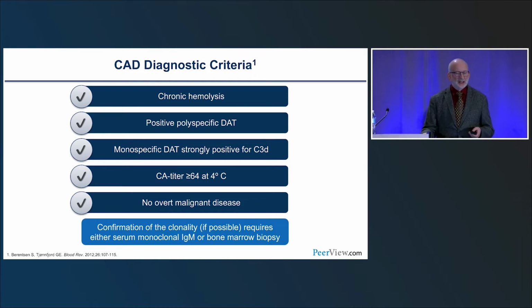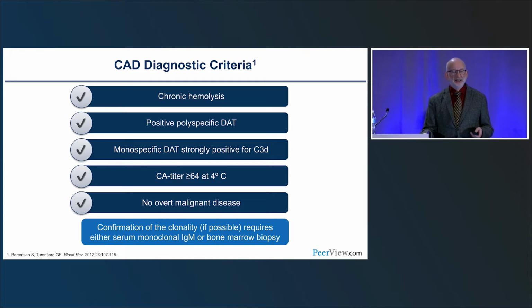So we can summarize to diagnose cold agglutinin disease. The patients must have chronic hemolysis. There must be a positive polyspecific DAT. The monospecific DAT must be strongly positive for C3d. Usually it's negative for IgG, but it can be weakly positive for IgG in up to 20% of the cases. Don't ask me why, because I don't know.